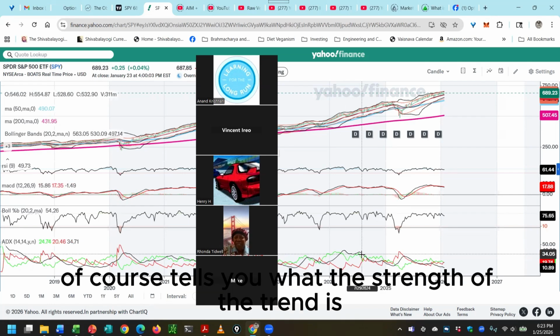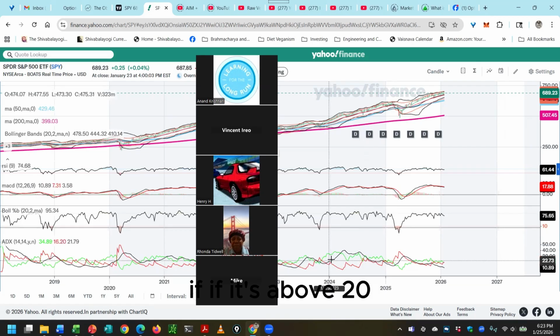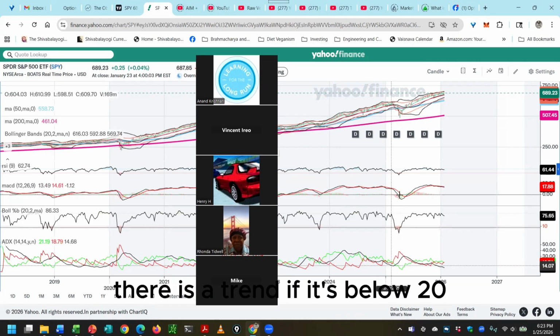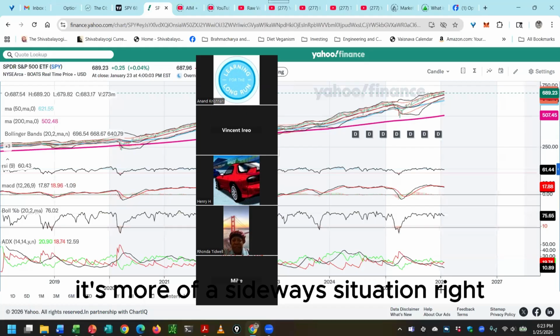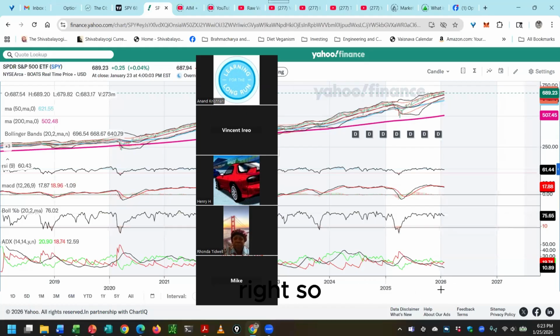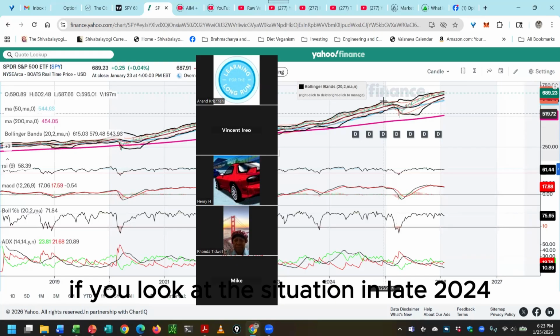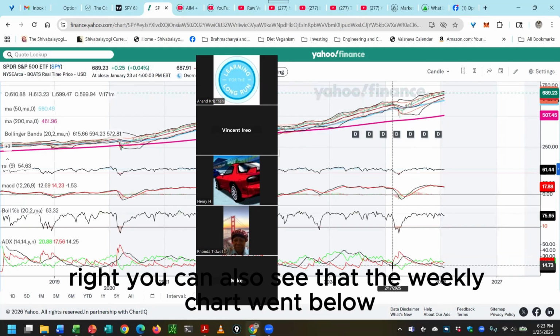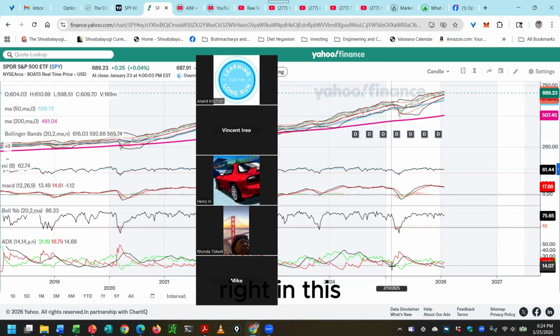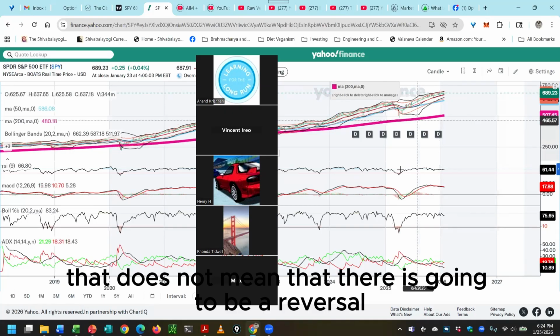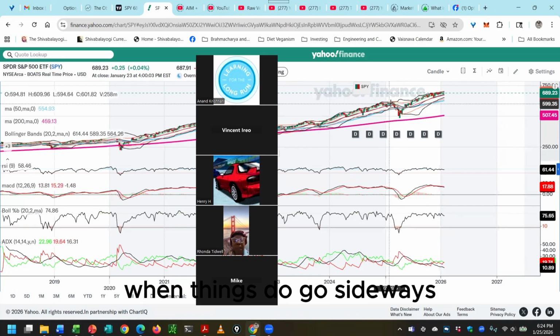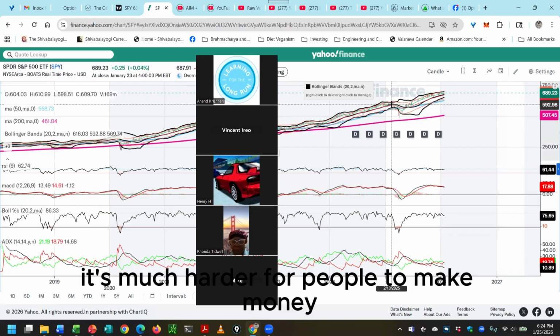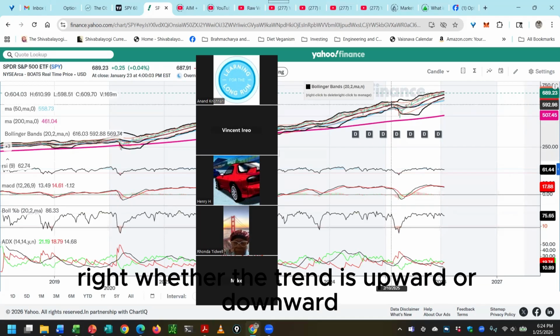So the black, of course, tells you the strength of the trend. If it's above 20, there is a trend. If it's below 20, it's more of a sideways situation, trading in a range. If you look at the situation in late 2024 to early 2025, before the tariff situation happened, you can see that the weekly chart went below 20 in this region right here. That does not mean there is going to be a reversal, but when things go sideways, it's much harder for people to make money than in a trending situation, whether the trend is upward or downward.